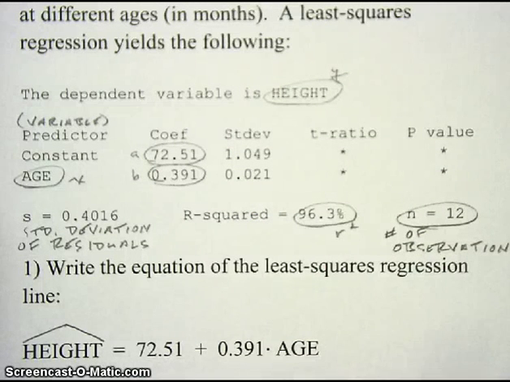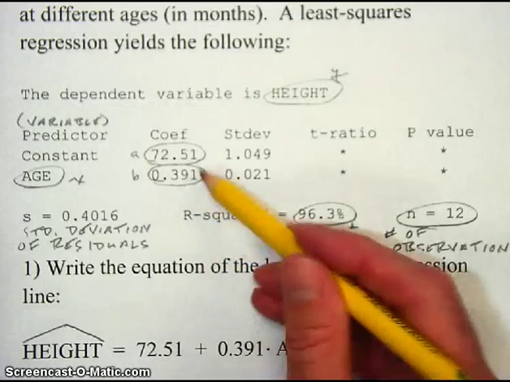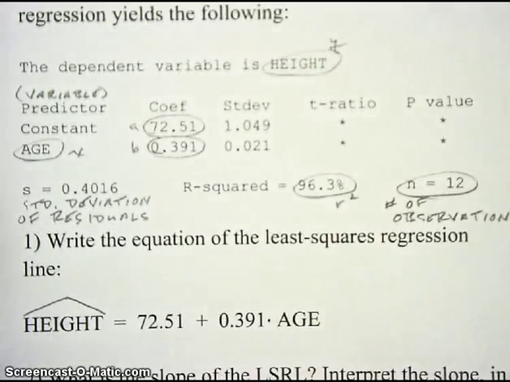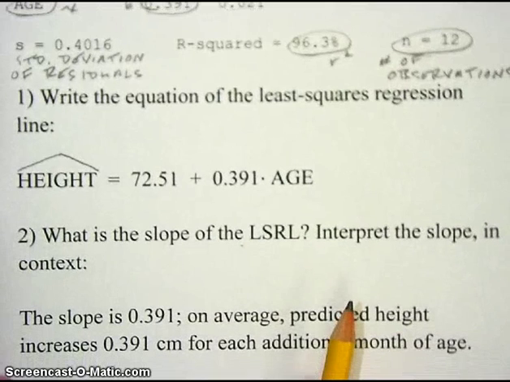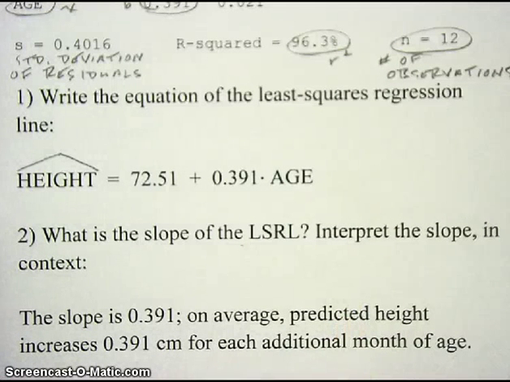The slope of the least squares regression line is this number right here, 0.391. And what that means in this context is that on average, predicted height increases 0.391 centimeters for each additional month of age. That's roughly 4 millimeters per month is the estimated rate at which this child is growing.